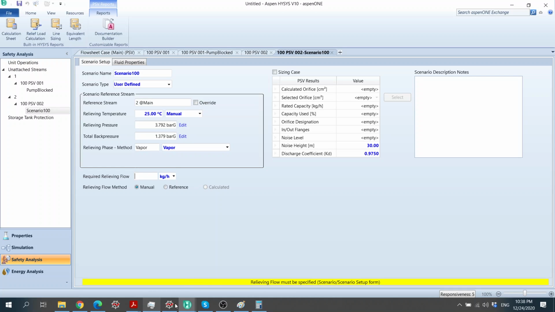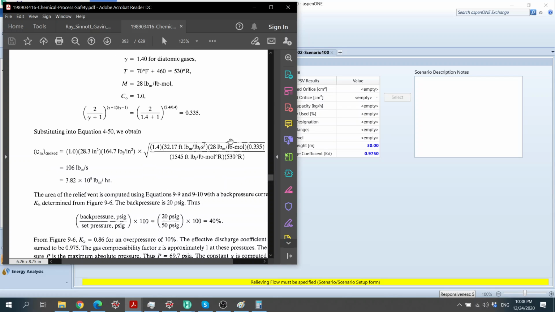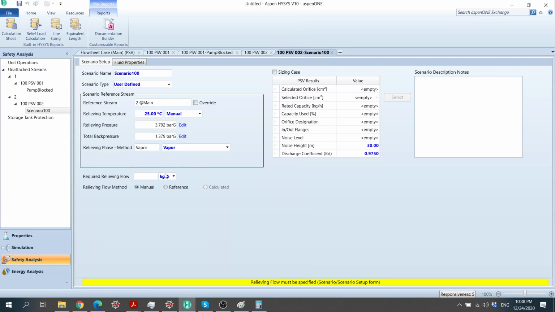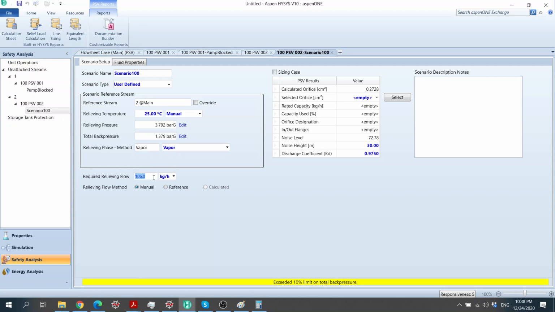This relieving flow rate is 106 pound per second. 1 pound per second means 106 times 3,600, which is 381,600 pound per hour. Yeah. It's a vapor.